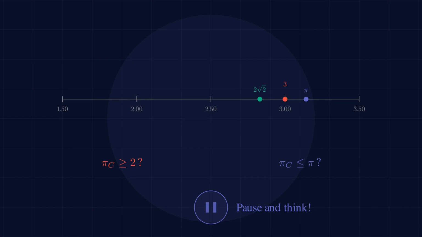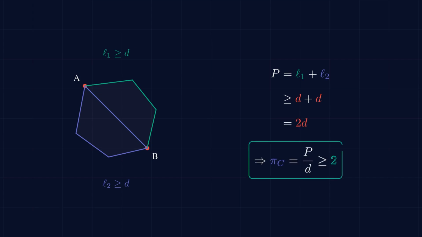The lower bound is elegant in its simplicity. The diameter chord connects 2 points A and B on the boundary. This splits the perimeter into 2 arcs. Each arc travels from A to B along the boundary. And since a straight line is the shortest path, each arc has length at least d, so the total perimeter is at least 2d, giving us pi of the shape at least 2.